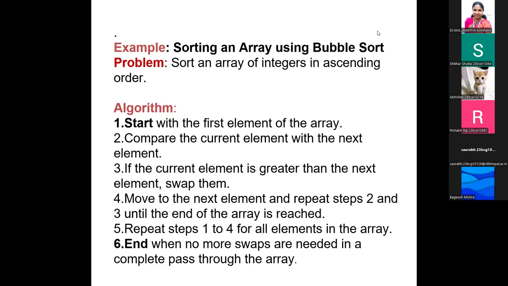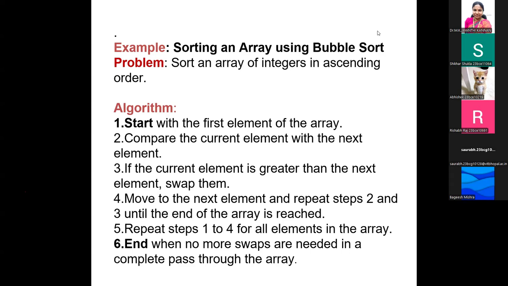So the literal meaning behind the bubble sort: say for example, if there is a well or pond and you throw a stone, it will create a bubble. It will take some time. Once the bubbles settle down, we can find it clear. So the heavy particles will settle down at the bottom and the smallest one will come up. Like that, we are given a list of n numbers. We will bubble and try to make the smallest one come up and the biggest one go down.